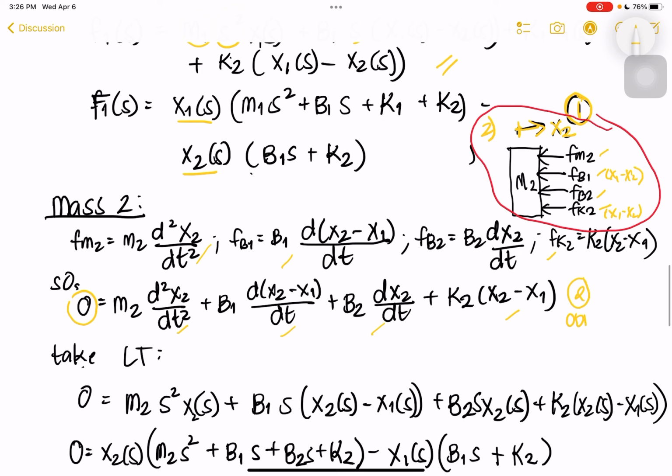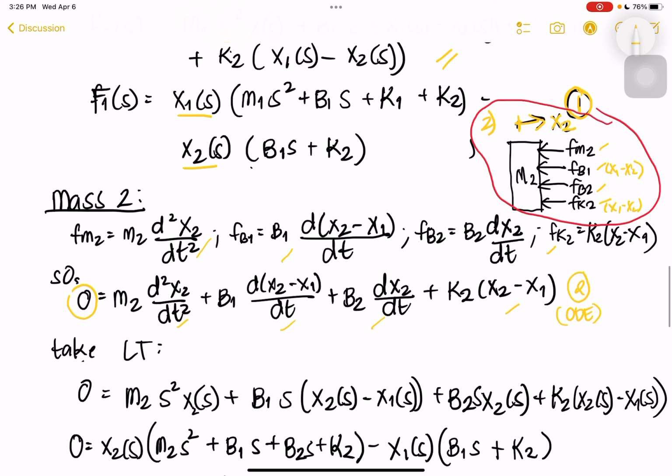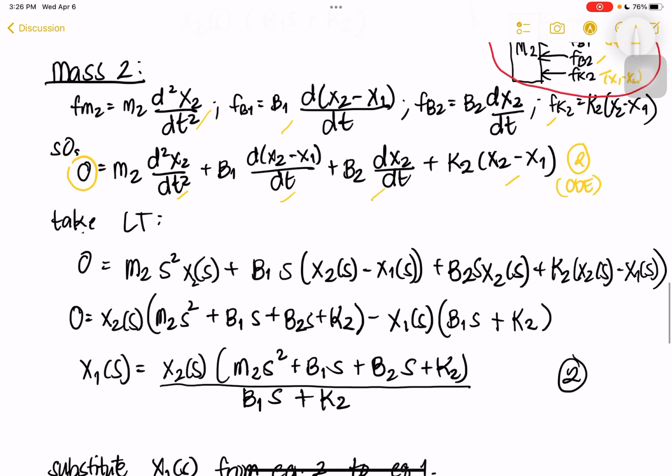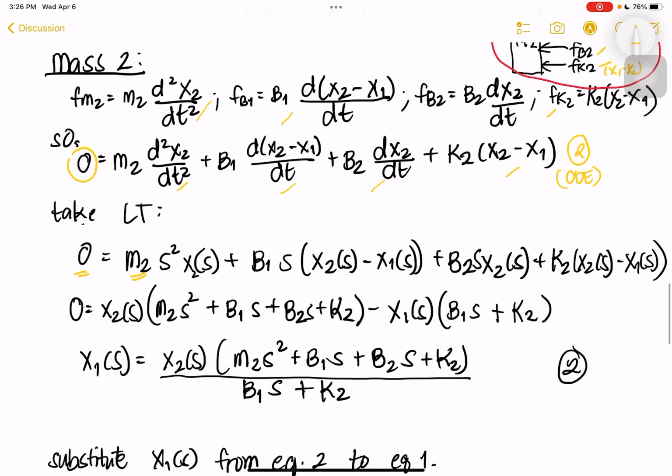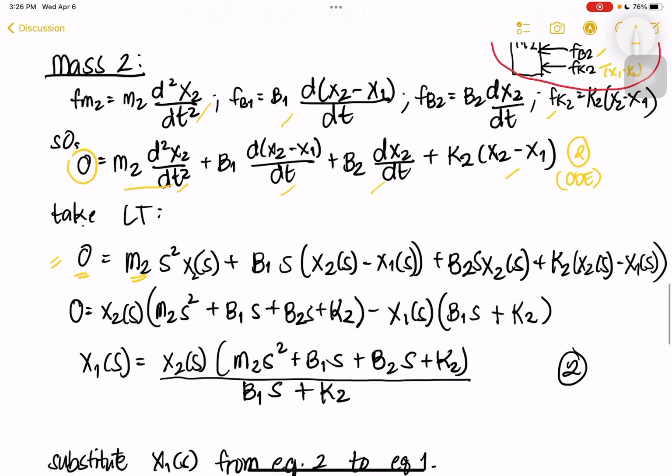But this is still in the time domain as an ODE. So we have to take the Laplace transform on both sides. The Laplace transform of 0 is also 0. And then m2, just copy. D squared will be s squared. Then just apply the Laplace transform on all these terms, and you will come up with this equation. Again, you will have to factor out the displacements X2 of s and X1 of s. First, you have to combine the like terms, so we combine all the X2 of s, and the same with X1 of s.